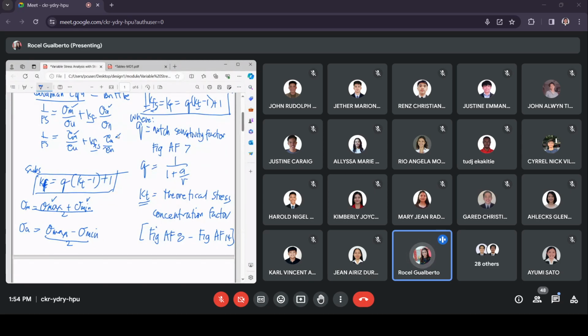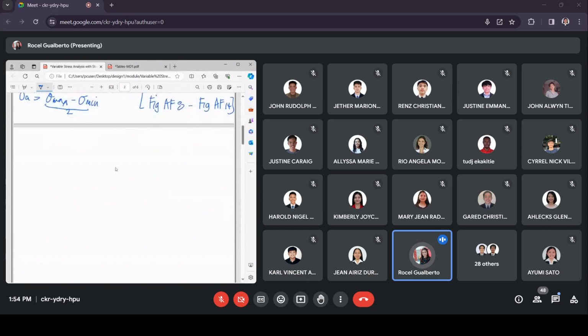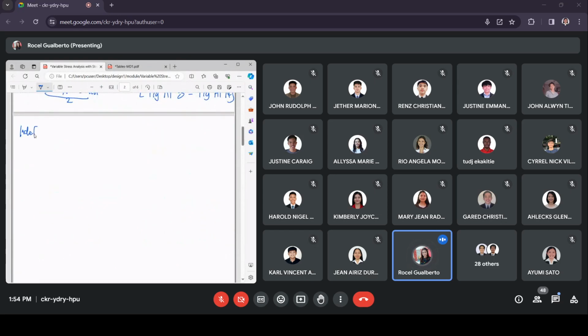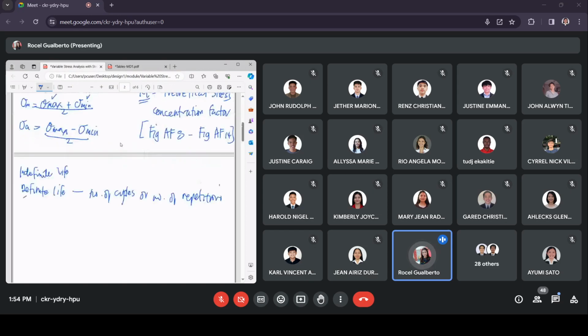For the value of sigma N, this one is dependent on the life of the material. So we have what we call indefinite life. At meron din naman po na definite life. Again, the definite life is expressed in the number of cycles or the number of repetitions. Yun lang po yung palatandaan natin on a definite life basis.